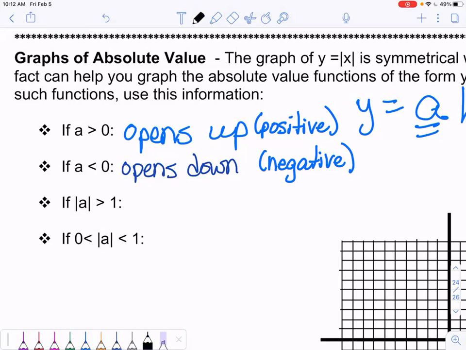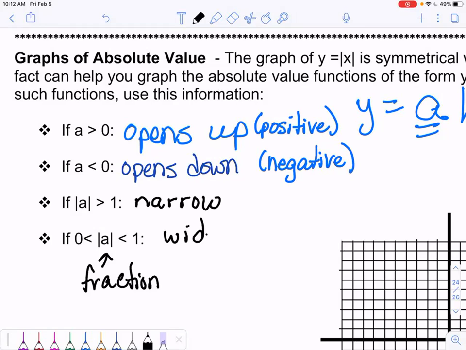When the number is bigger than 1, so if I had a 2 in front, or a 4 in front, or a 10 in front, it gets narrow. And when the number is between 0 and 1, this means that it's a fraction, a fraction between 0 and 1. It actually gets wide. So my graph is wide if it's a fraction, a 1/2, a 3/4, a 2/3. It gets narrow if it's a big number, 7, 8, 9, 2, 3, 4.